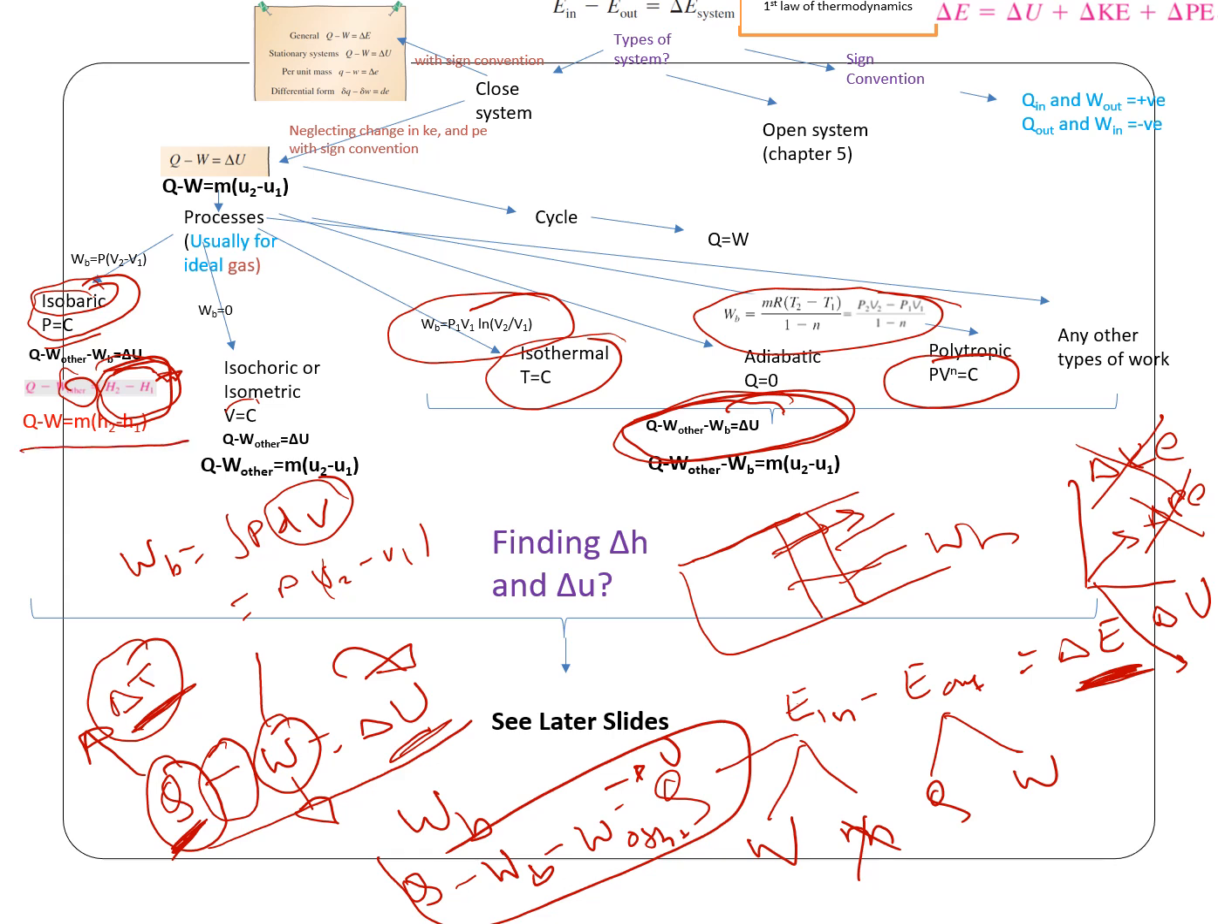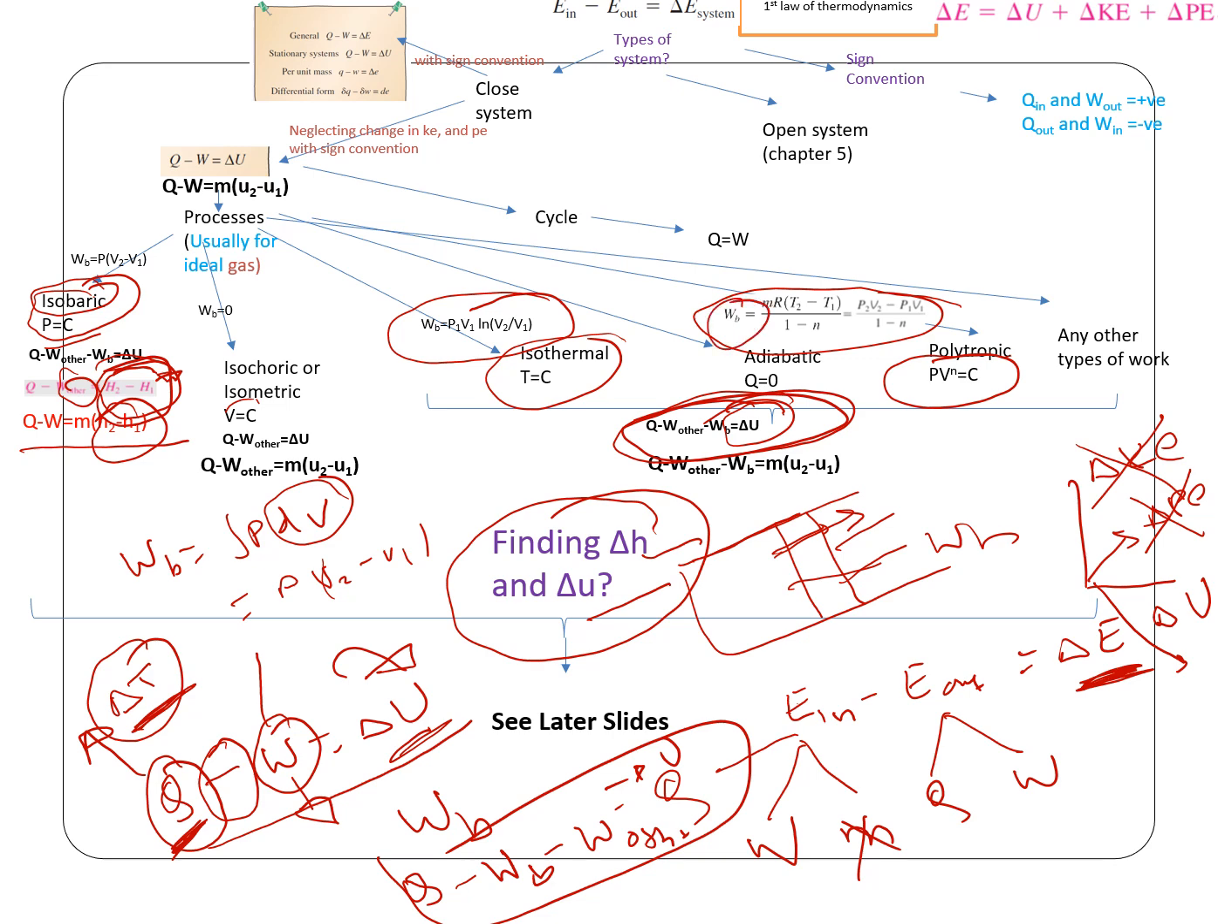And we should know how to get this enthalpy change or internal energy change. There are two possible routes. One is through the property table for a pure substance, and the other route is through the specific heat. So those are the only two routes. And within the specific heat, there are two methods. One is constant specific heat, and the other is variable specific heat. So we'll discuss how you can find delta H and delta U for any thermodynamic process.